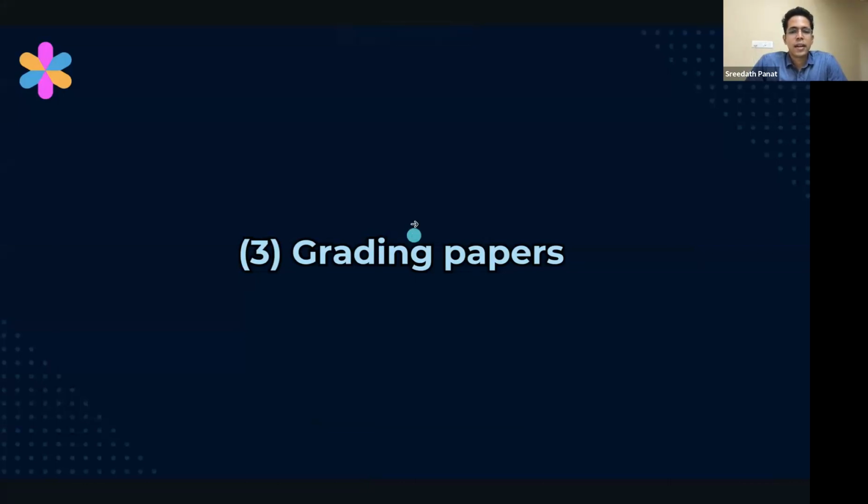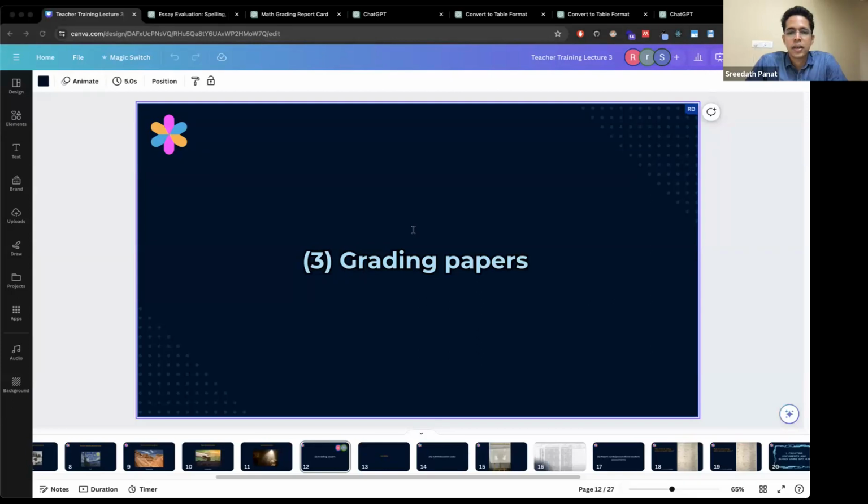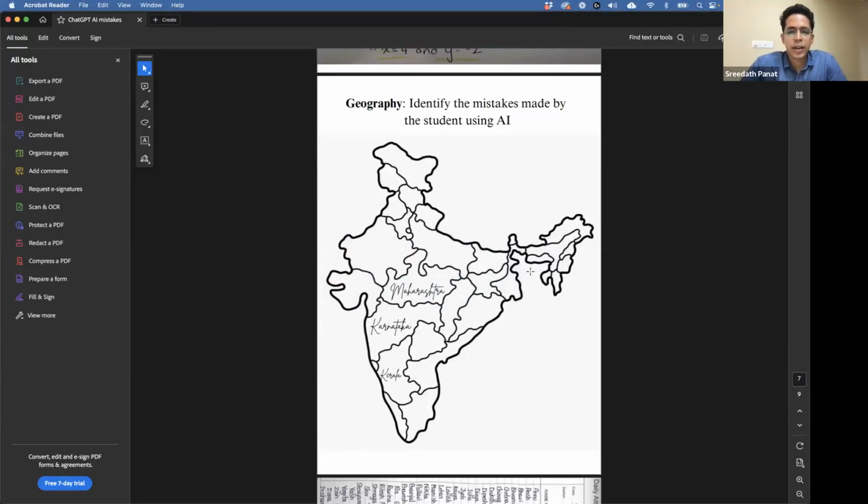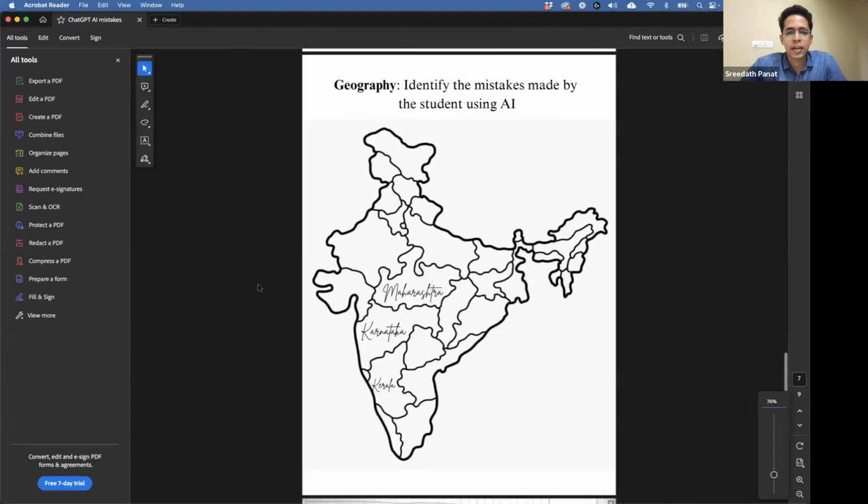So firstly, I hope this screen is visible to everyone. I just want to show you one example first. This was an example where the student was trying to mark some of the states. I'll just stop and share once again. Is it visible? Okay. Here you can see a map of India where the student had marked Madhya Pradesh as Maharashtra, Maharashtra as Karnataka, Karnataka as Kerala. These are some obvious mistakes.